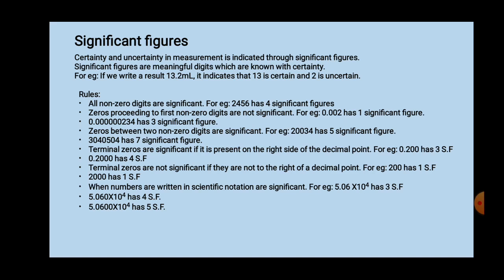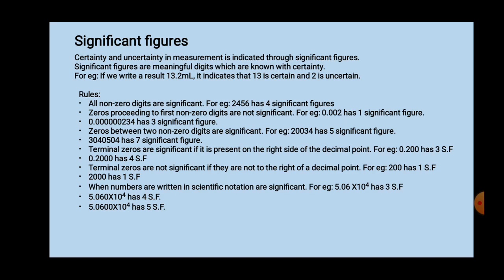Now one more example is given: 3040504. Zeros are present in between non-zero digits, so all these numbers are significant. You have to consider all digits as significant. How many digits are present in this number? Total 7 digits are present. So this example has 7 significant figures.